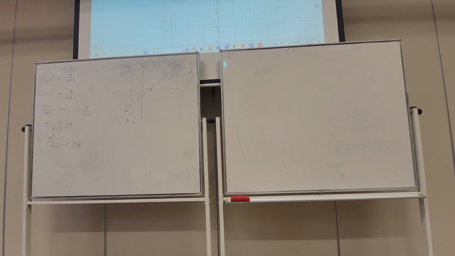So our function is x squared take 1 on top of x plus 2. Alright, so there's our asymptote.